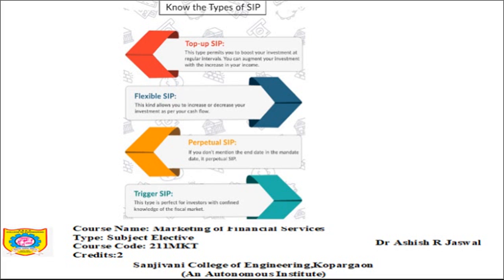This type permits the investor to boost his or her investment at regular intervals, and you can augment your investment with an increase in your income. Suppose I was working with a company as a sales executive, and in the month of March I earned an incentive for the last quarter of 30,000. Now I wish to invest that amount through a systematic investment where I was already investing. For example, I was investing since last 1 year in a mutual fund named SBI Blue Chip. I got 20,000 rupees as an incentive. I want to invest that in the same SBI Blue Chip fund which I was investing through a systematic investment plan of 1,000 rupees each month.